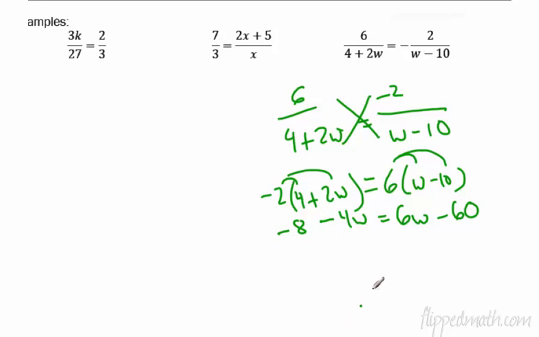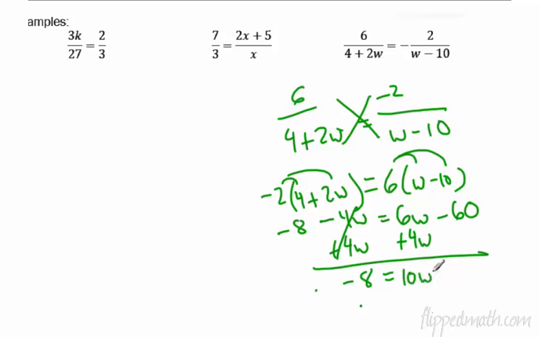Alright, now what? We got variables on both sides. Smaller one is the negative 4, that's smaller than 6. So add 4w, that's the opposite, to both sides. Draw a line. They cancel. So negative 8 comes down. They cancel. Equals 10w minus 60.